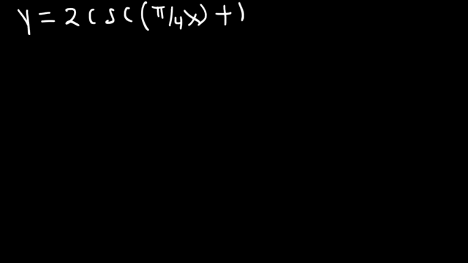Let's try this one. This one's going to be a little harder than the last two examples. So let's say if we have 2 cosecant pi over 4 x and then plus 1. So what can we do if we have numbers inside and outside of the cosecant function? In a situation like this, graph it as if it were a sine. Imagine if you had 2 sine pi over 4x plus 1. Graph it the same way.